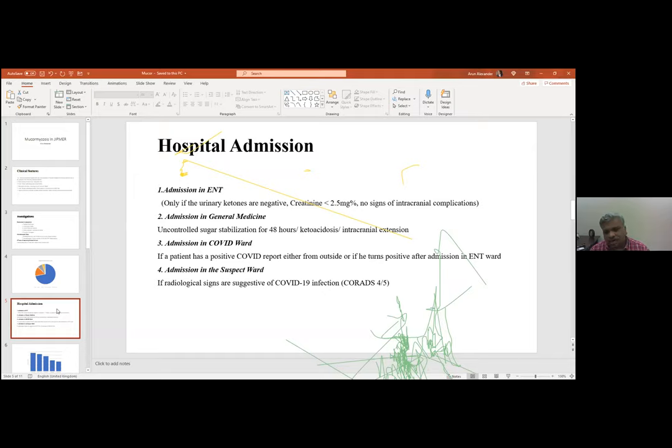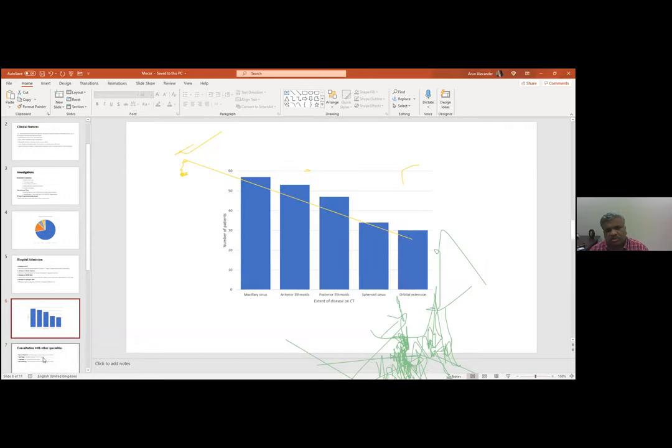And with RT-PCR, we would admit patients based on their COVID status. They would be admitted into the COVID ward if they were COVID positive. A lot of patients came with CT suggesting COVID, but the RT-PCR would be negative. They would get admitted in a suspect ward, because we still would worry about cross-infection. On CT of the paranasal sinuses, the vast majority had maxillary sinus involvement and anterior ethmoids. Orbital extension was seen in approximately 50% of our patients.